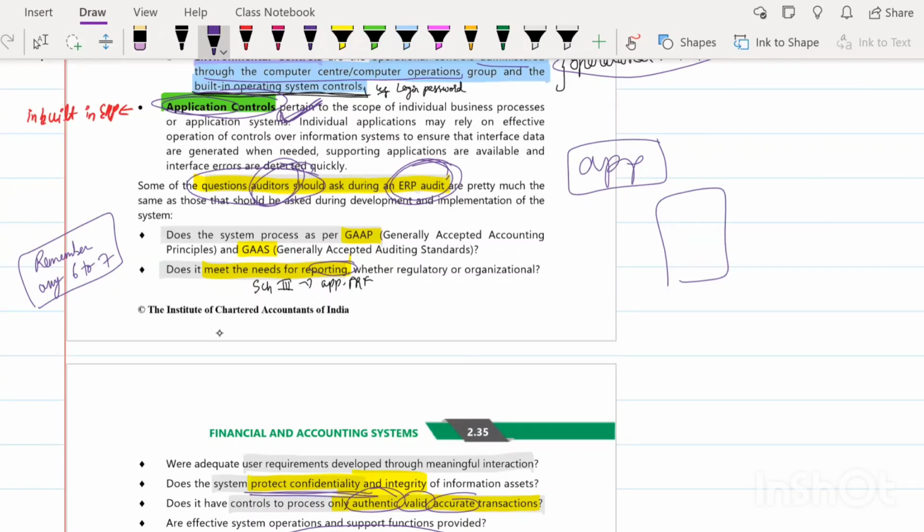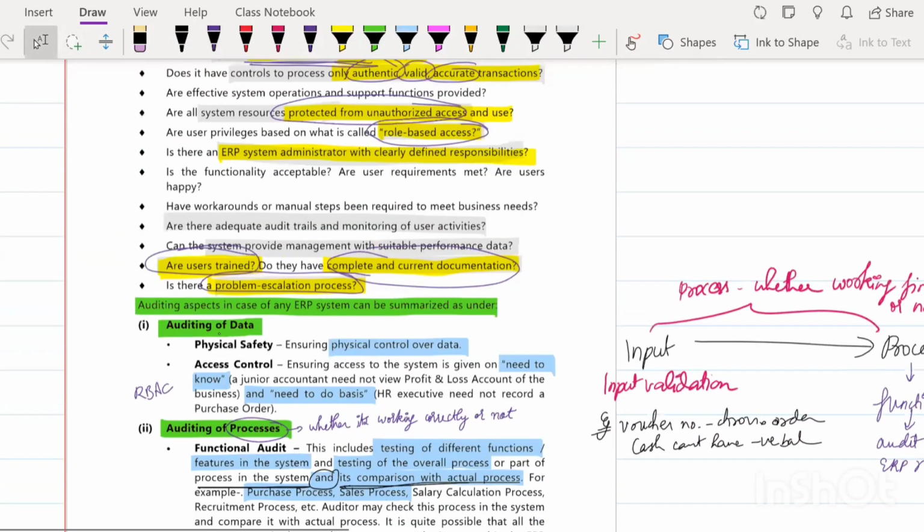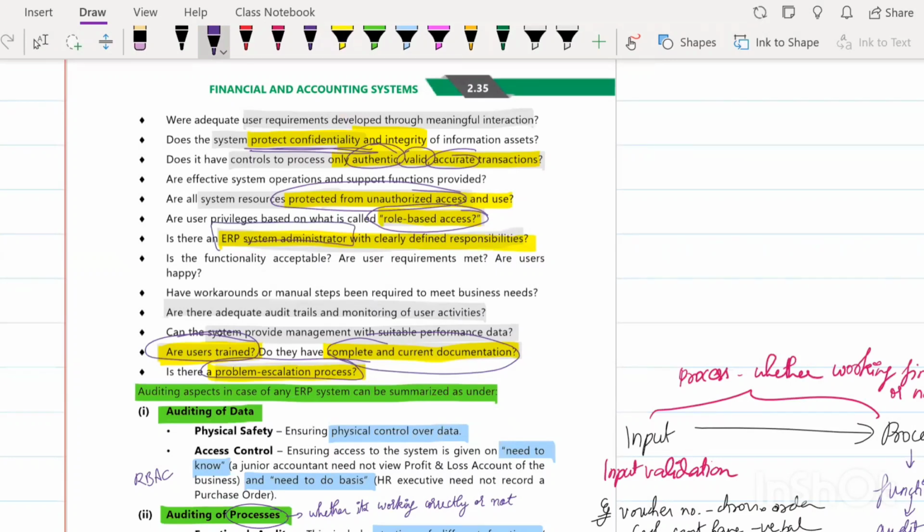You have to report according to that. So to report according to that, whether the system or the ERP is framed accordingly or not, whether your ERP system knows the gap, your generally accepted accounting principles and generally accepted accounting standards or not. Whether the ERP system administrator, the person who handles the ERP system, has clearly defined all the responsibilities of all the employees in the companies or not.